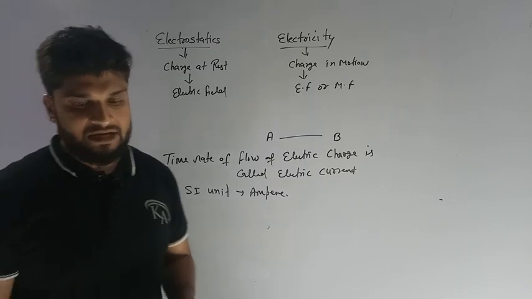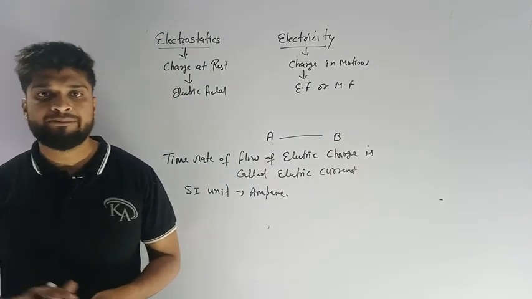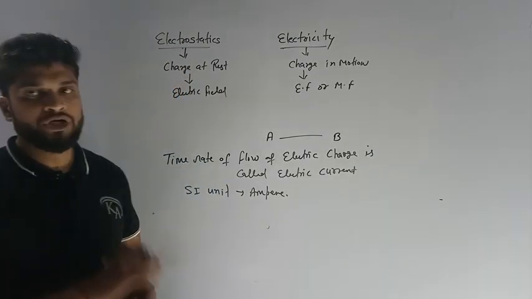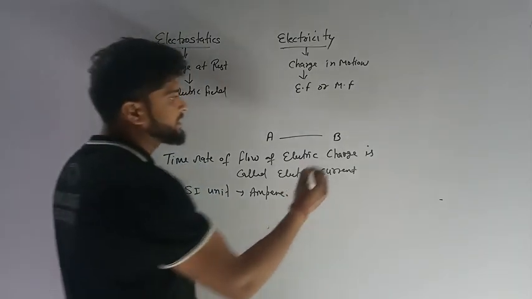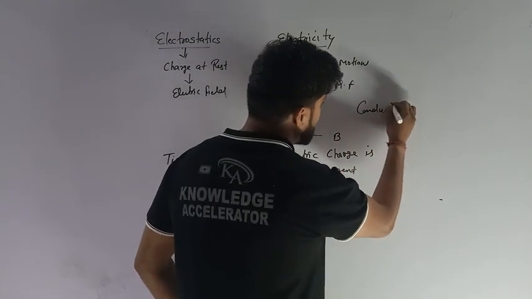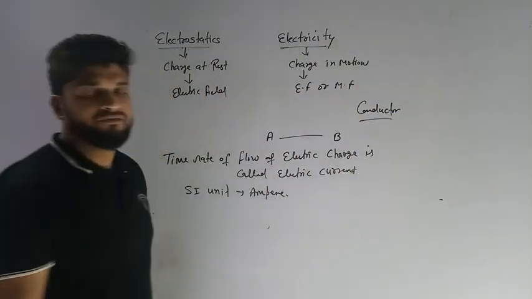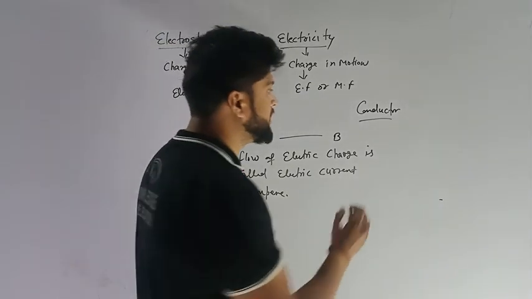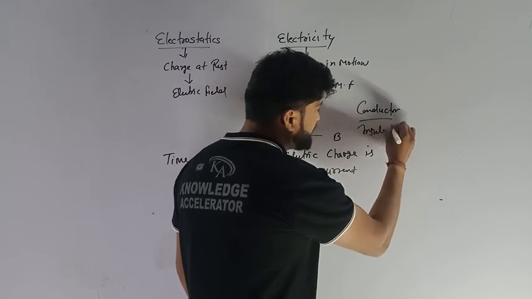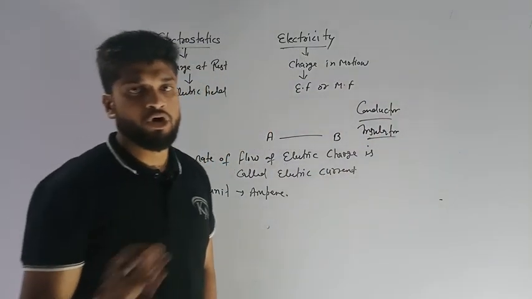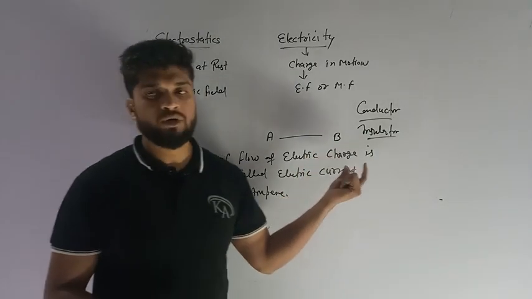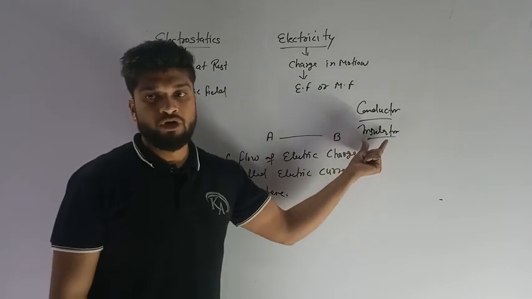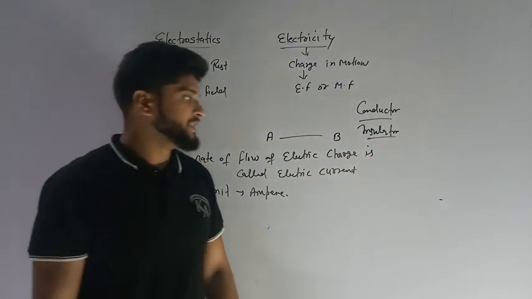Now we will discuss conductor and insulator. The materials in which electric current flows from one point to another are called conductors. And the materials in which electric current does not flow from one point to another are called insulators.